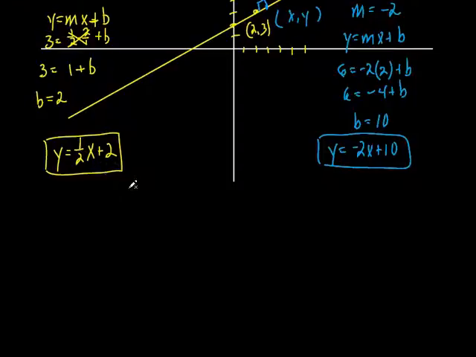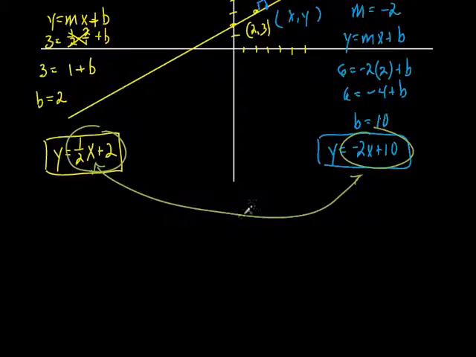Set them equal to each other, right? Set this equal to this. That thing equal to that thing. Again, I'm going to put the positive on the left-hand side, so 1/2 x plus 2 equals -2x plus 10.